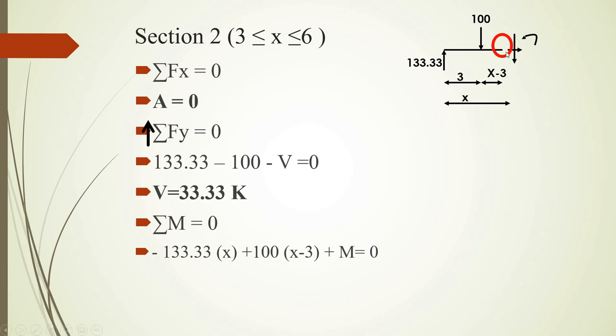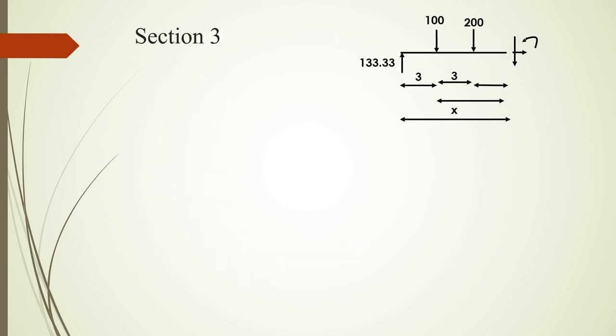So the circle point is the one about which I'm taking the moment, and this is the moment equation in reduced form. I'll go for section 3. So this distance was 3, this was 3, this whole thing is x, this would be x minus this 3, so this is x minus 3, and this should be x minus 3 and minus 3, or x minus 6. These are the distances.